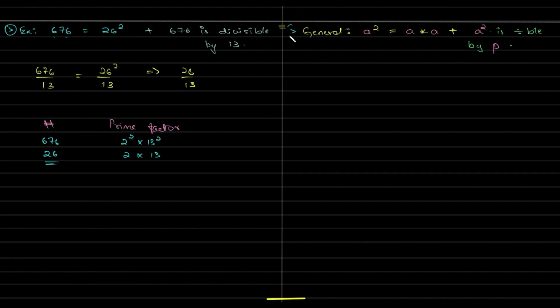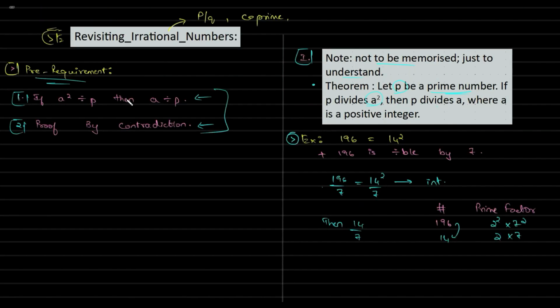So in general, a square is the product of a and a. If a square is divisible by p, this implies a is also divisible by p, with our result being an integer, provided p is a prime number. Remember, p is a prime number. That condition is important. It has to be a prime number. Okay, so this was your first theorem. Very simple. If the square of a number is divisible by some prime number, the non-square version of it has to be divisible by that prime number. Straightforward, simple.